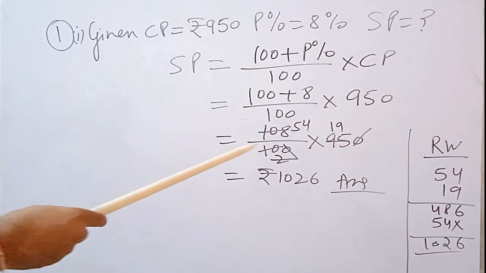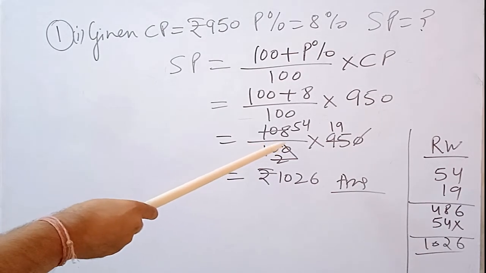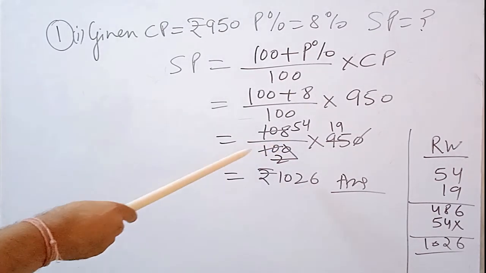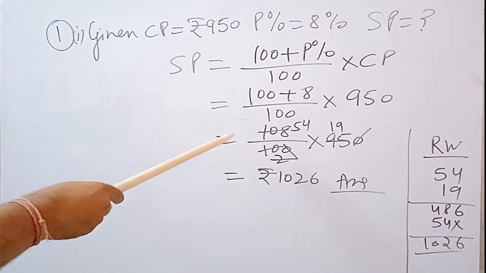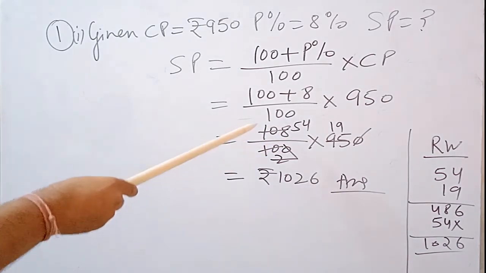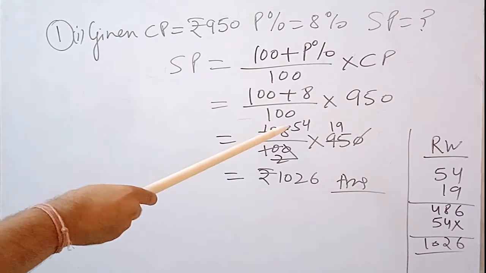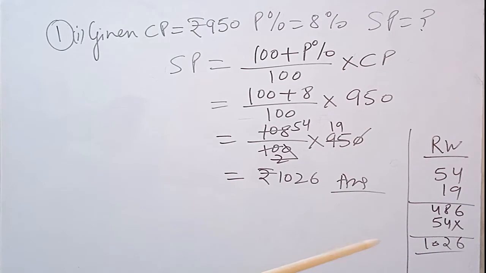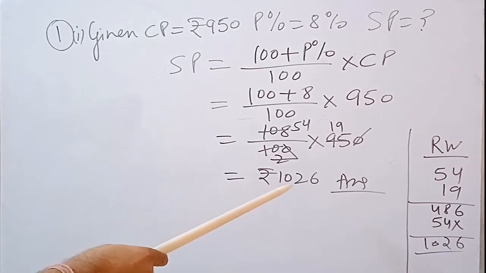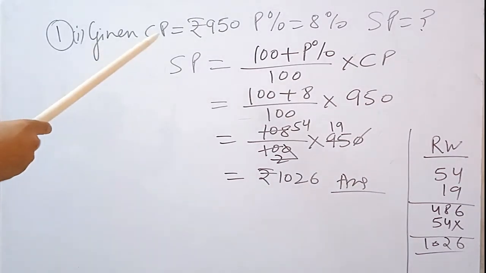We can cancel the 100 with the 0s, and 5 into 10, 5 19s are 95, and 108 divided by 2 we get 54, and 54 multiplied by 19, we can do the rough work, we will get 1026. So rupees 1026 is the answer whenever the CP is 950 and the profit percent is 8.